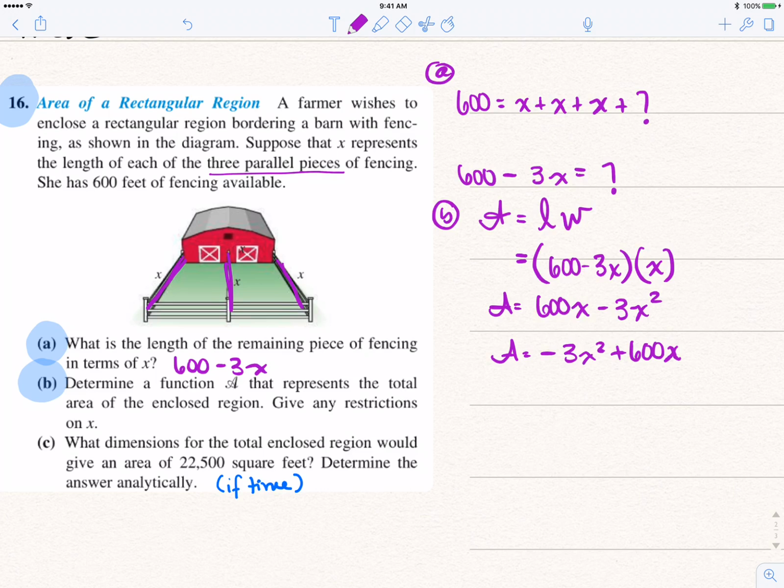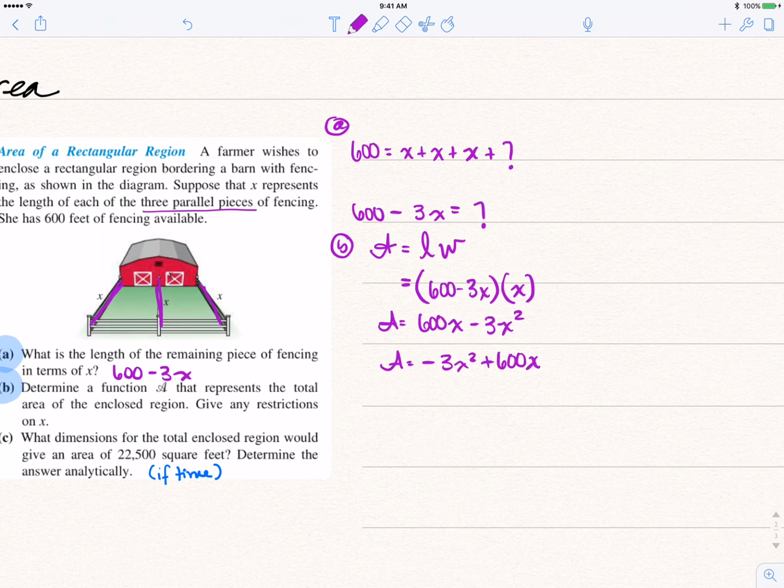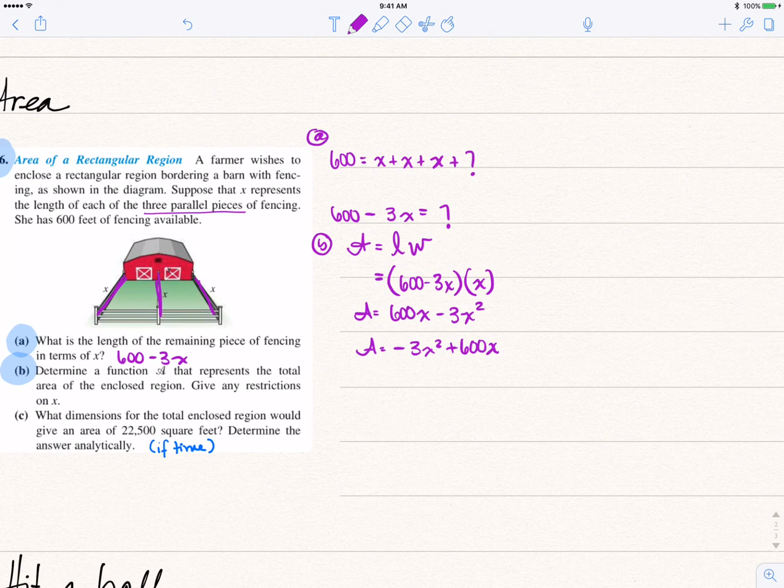Now part C says what dimensions for the total enclosed region would give an area of 22,500 square feet. Determine the answer analytically. Remember, that just means don't graph on the graphing calculator. So this is going to be part C. We know that our area, our A, is going to get replaced by 22,500. And this is going to equal negative 3x squared plus 600x. This is just a quadratic equation.